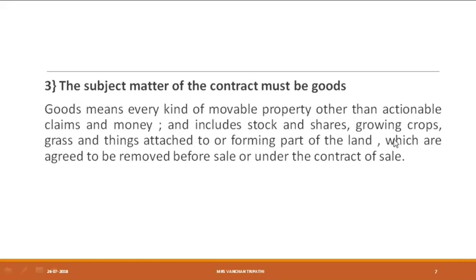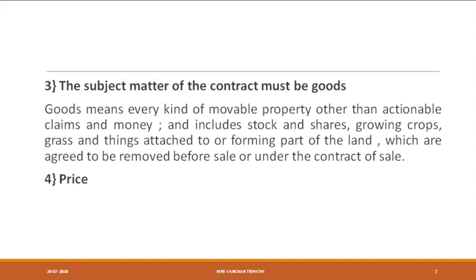So what is an actionable claim? Let me explain it in a single line. A claim which can be recovered only by means of a suit or an action in a court of law. So this is the actionable claim, and actionable claim and money would not be considered under movable property. Except these two, movable property will be counted in goods according to this contract.